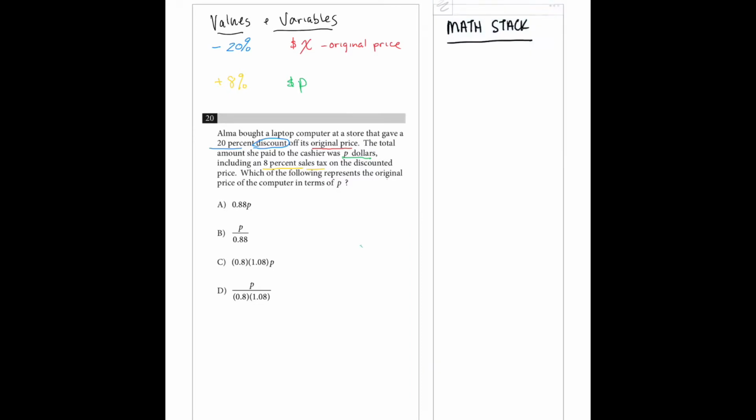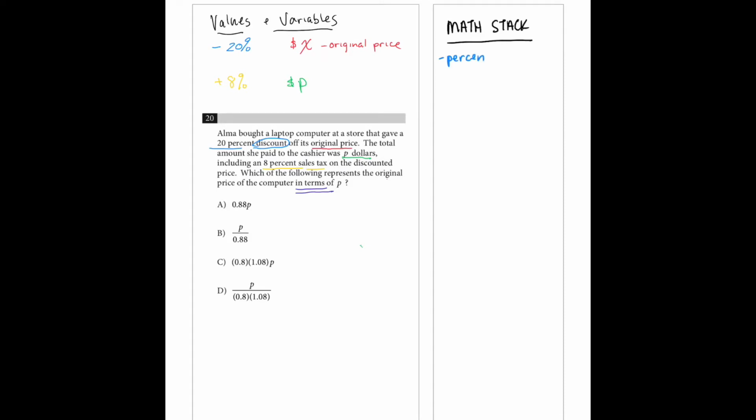The question says, which of the following represents the original price of the computer in terms of P? So this phrase, in terms of, comes up pretty often on the SAT. And so we're going to discuss, what does this mean and how can we translate it into a symbol that we can use in a mathematical formula? So the first part of today's math stack is actually going to be the idea of percentages.